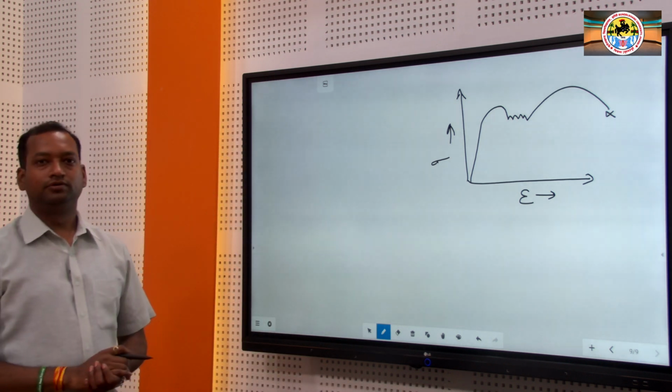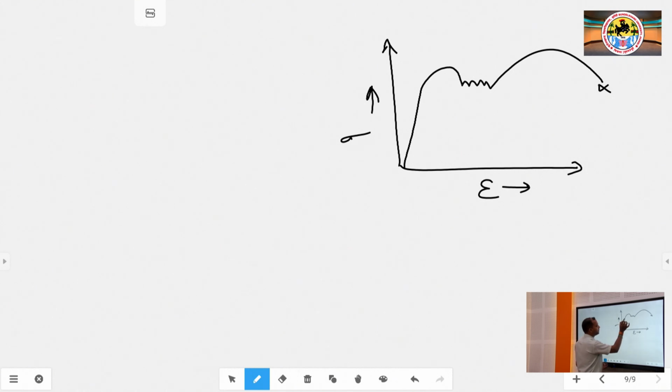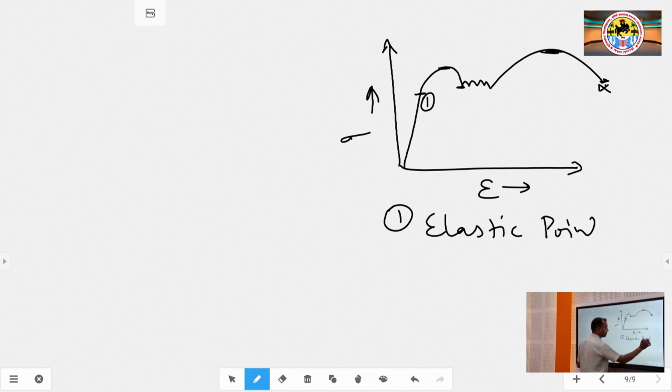We have some points throughout this material: first point, second point, third point, fourth point, and finally fifth point. Point number 1 refers to the elasticity, or we can say the elastic point.